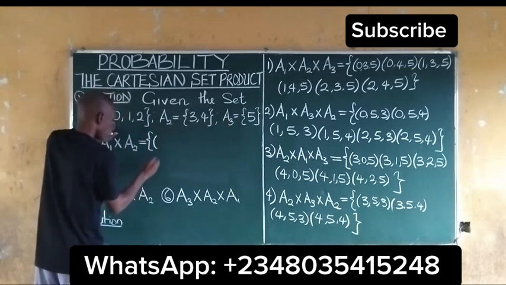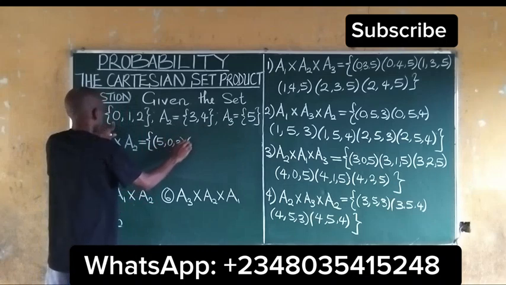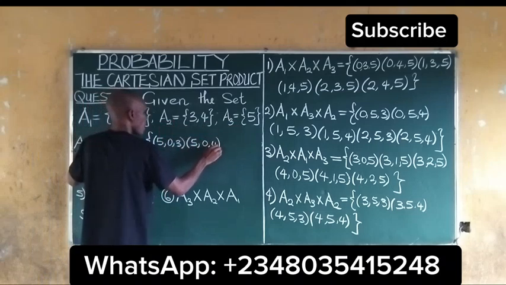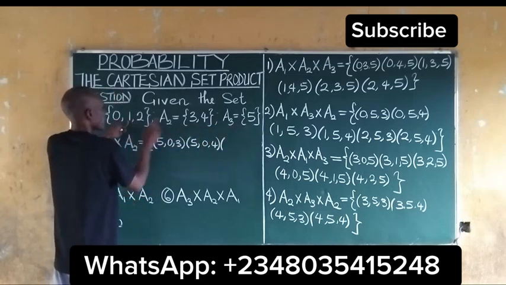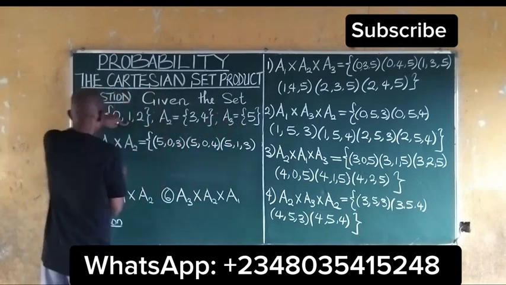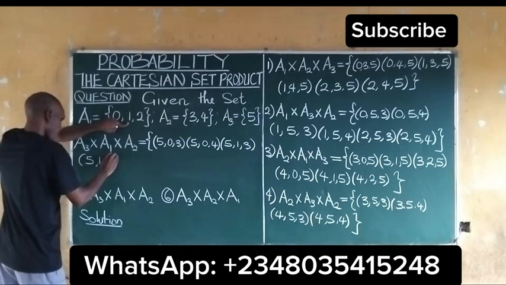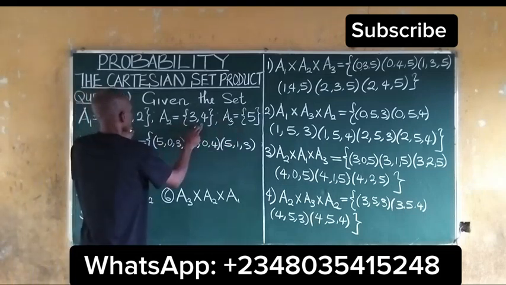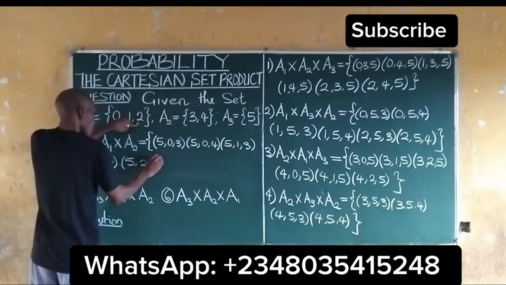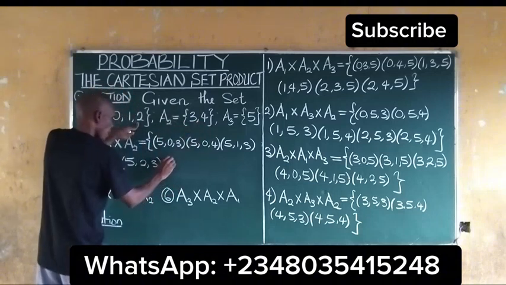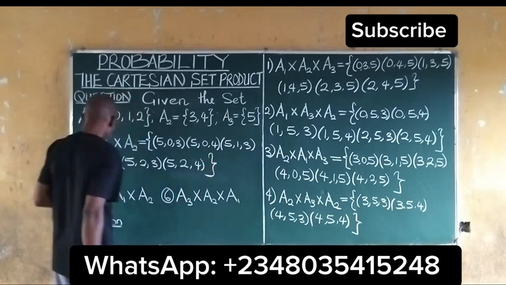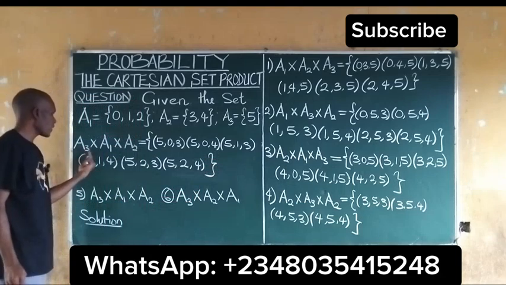So we have (5, 0, 3), (5, 0, 4), (5, 1, 3), (5, 1, 4), (5, 2, 3), and (5, 2, 4). So this is how we can compute A3, A1, A2.